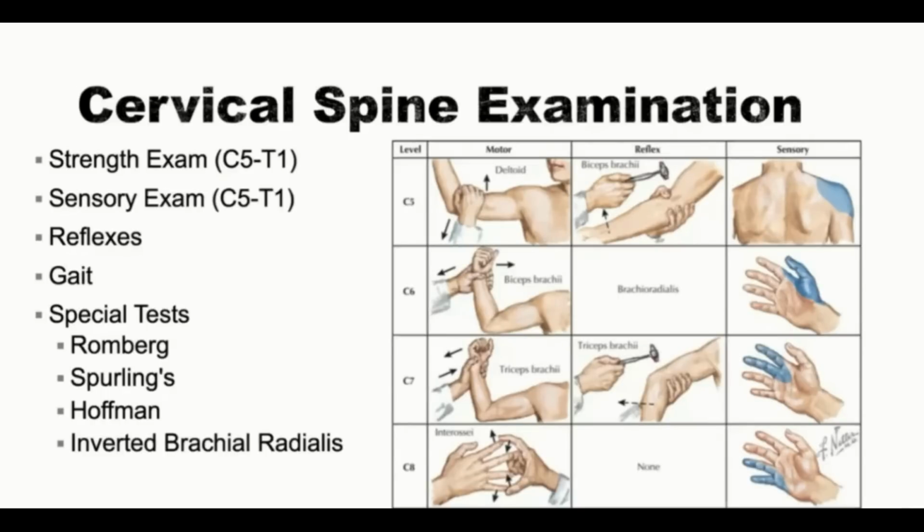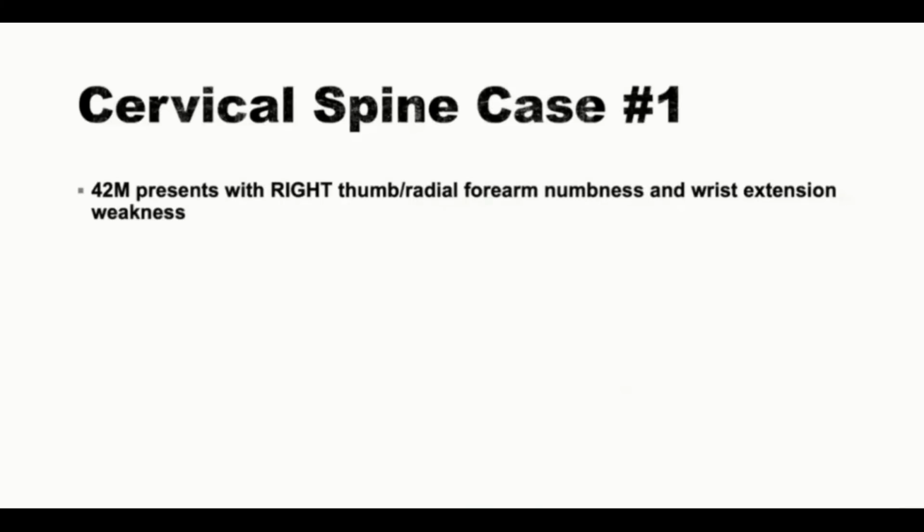And the special tests are typically looking, as Dr. Jackson demonstrated, to elicit either a radiculopathy with the Sperling's, or with the Romberg's, Hoffman, inverted brachioradialis reflex, some sign of upper motor neuron dysfunction. With the Hoffman and inverted brachioradialis, again, a disinhibited spinal reflex, indicating upper motor neuron lesion, or with the Romberg's, some posterior column dysfunction and decreased coordination. So it'd be great to have you guys' input on trying to work through this first case.